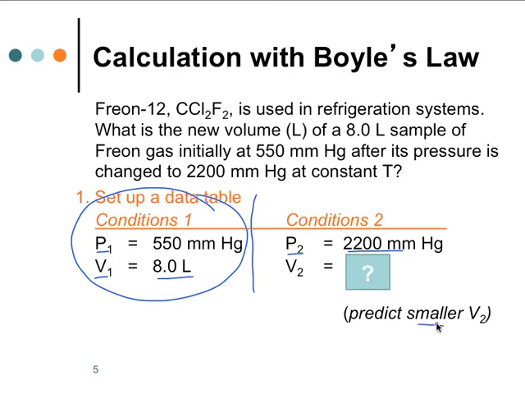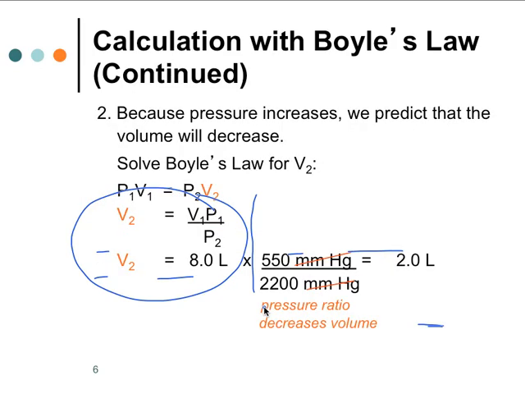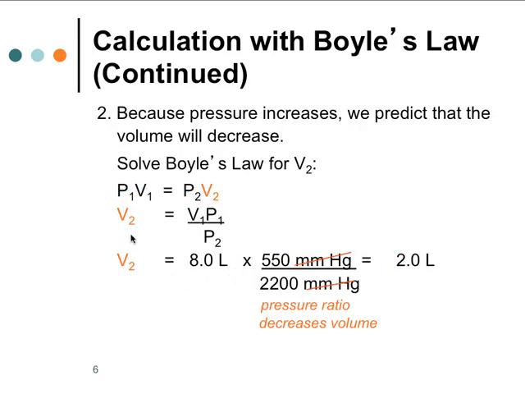You should predict that my volume should be smaller because my pressure increased. It's an inverse relationship, so if the pressure increases, the volume should decrease. Showing the work, solve the equation in terms of V2, plug in the values with their units, and then solve. That is the work that I should see for these types of problems.